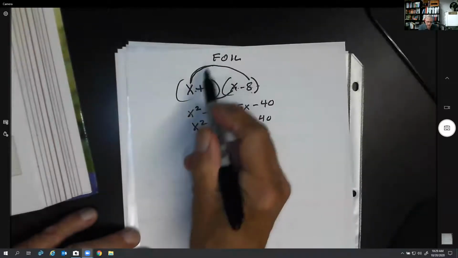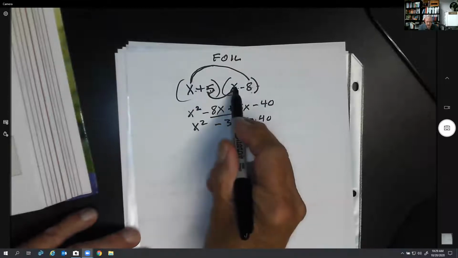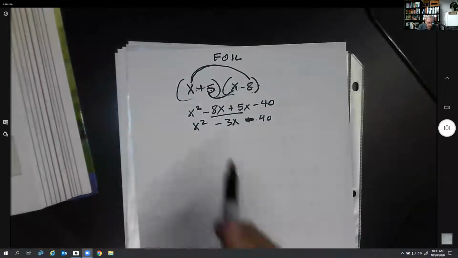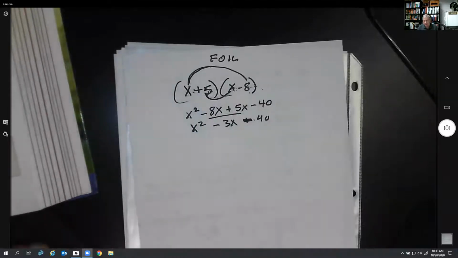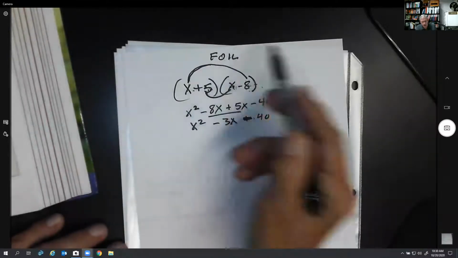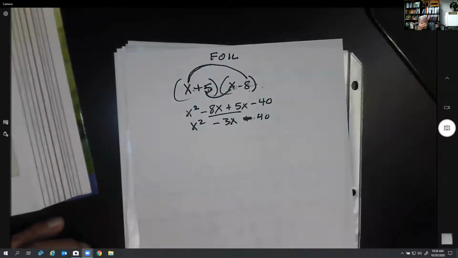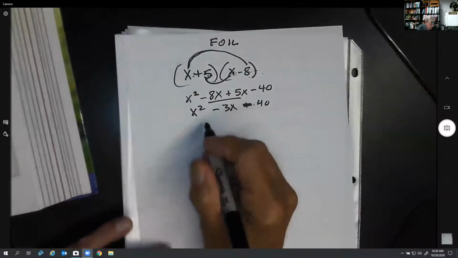First, outside, inside, last. But what you were really doing is just multiplying the x times each term and then the 5 times each term. But it's easier to kind of remember FOIL. I had this one girl that apparently couldn't spell. Sometimes it would be FLOI, sometimes it would be FIOL. I don't know. But anyhow, that's the way the FOIL works.